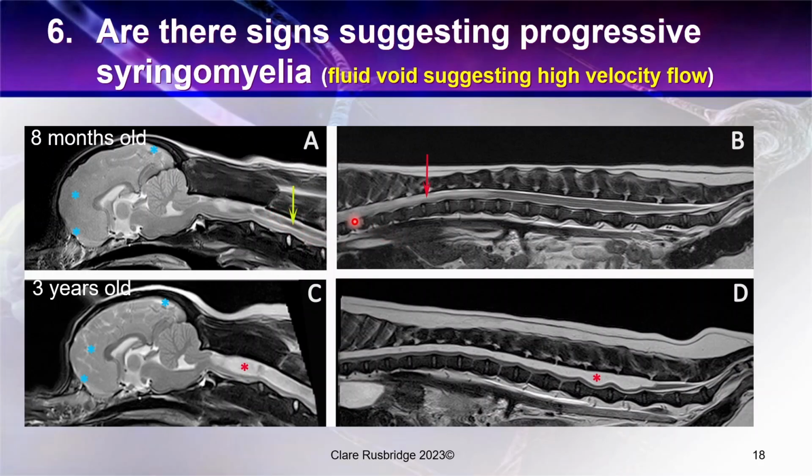And we can also see here a pre-syrinx. So this is an area where it hasn't actually formed a syrinx yet. It's just edema in the spinal cord. And when you see this fast moving fluid here, then that is a warning sign that this syrinx is likely to progress. And so that should be in your report as well.